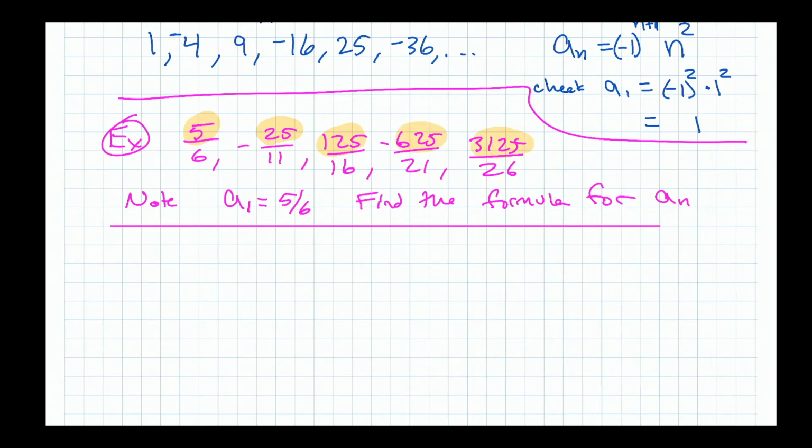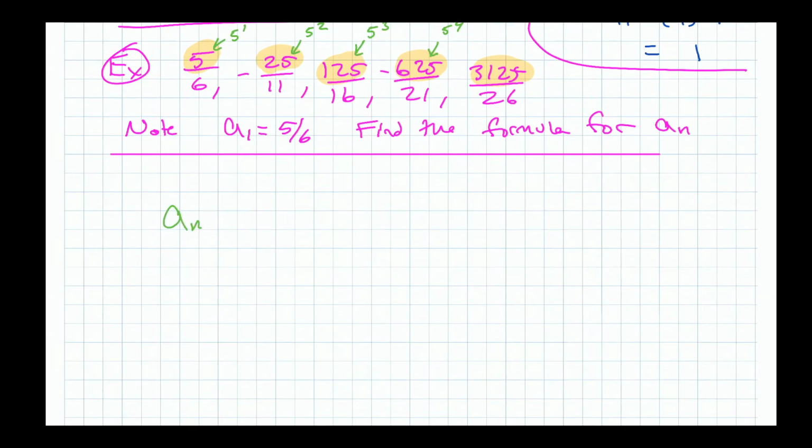What are those numbers? Let's think about it. So of course the 5 is 5 to the 1, right? And the 25 is 5 to the 2. The 125 is 5 to the 3. You can check this. 625 is 5 to the 4. Is that true, right? Check it. It is. So I think I've got the pattern there, right? So I think I know the top. So we have an is, well, 5 to the n. There we go. Got the top.